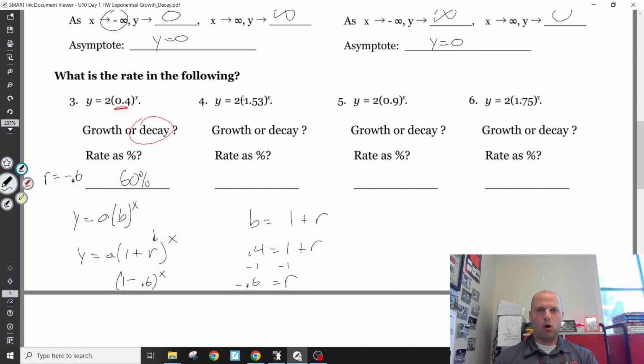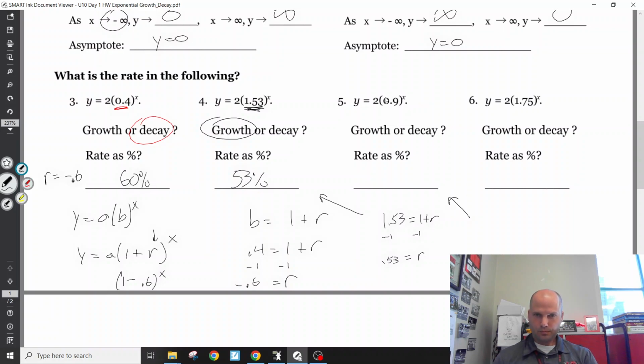Okay? So all of the other ones, like we're starting with 2, and if you wanted to graph this, you could see we're decaying. But we're trying to figure out by what percent we are growing or decaying. Here you can see b is above 1, so we are back to being a growth. We would say b equals 1 plus r. Subtract 1, and you get r is 0.53. That means I'm growing by 53% a year. Move the decimal place over twice.